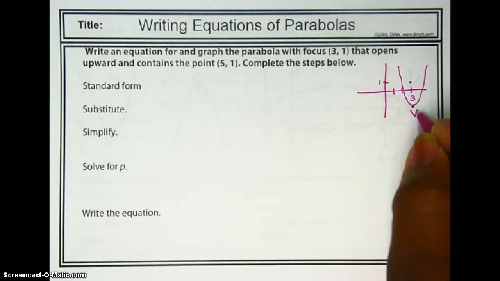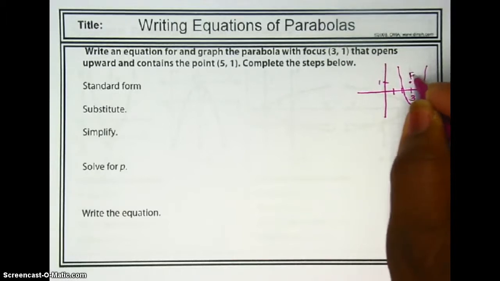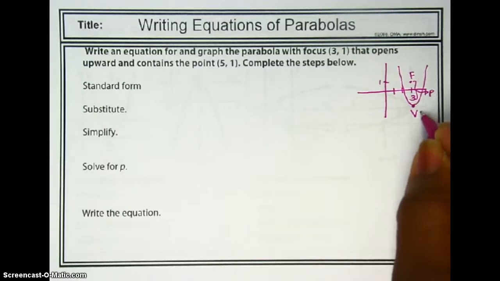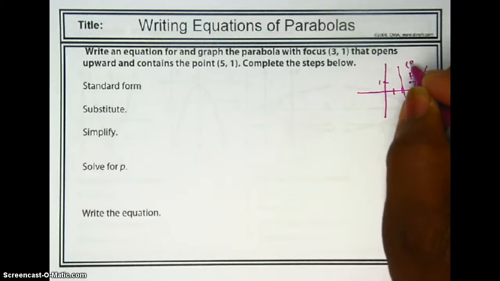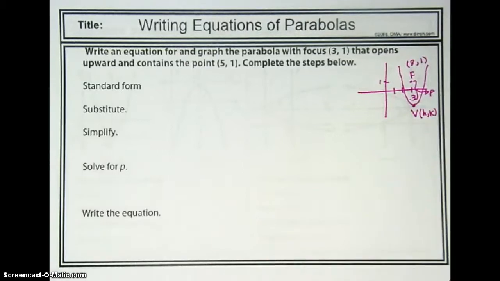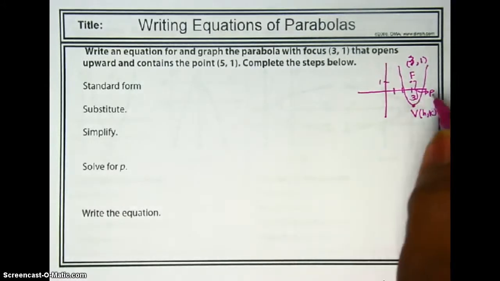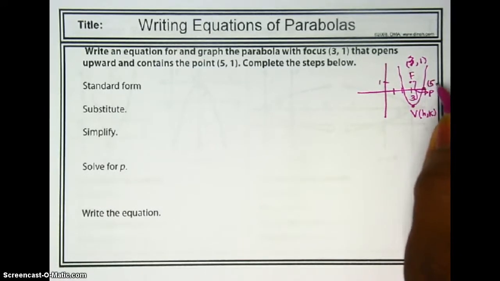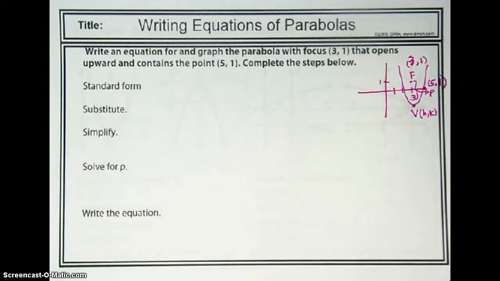If this is the vertex, then the distance from the focus, which I'll label as F, to the vertex is known as p. And remember, the vertex has coordinates (h, k). The focus, we know, has coordinates (3, 1). We were given that information. So what we want to find is the vertex so that we can write the equation. They also gave us a point that's on the parabola, which is (5, 1).